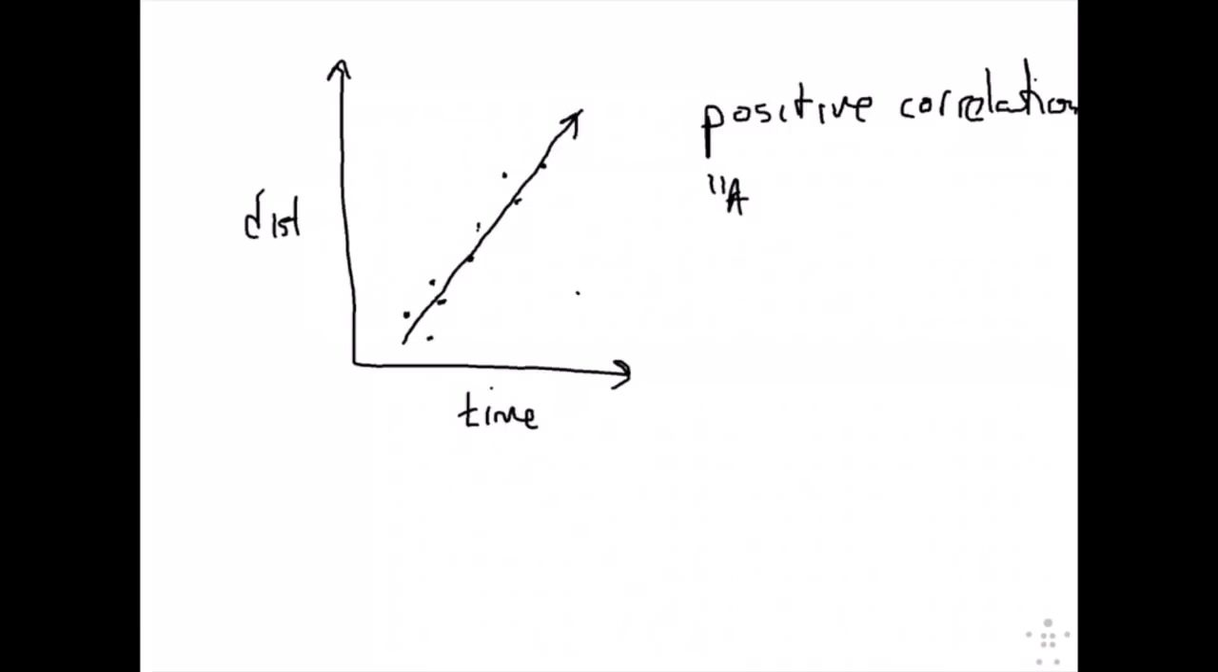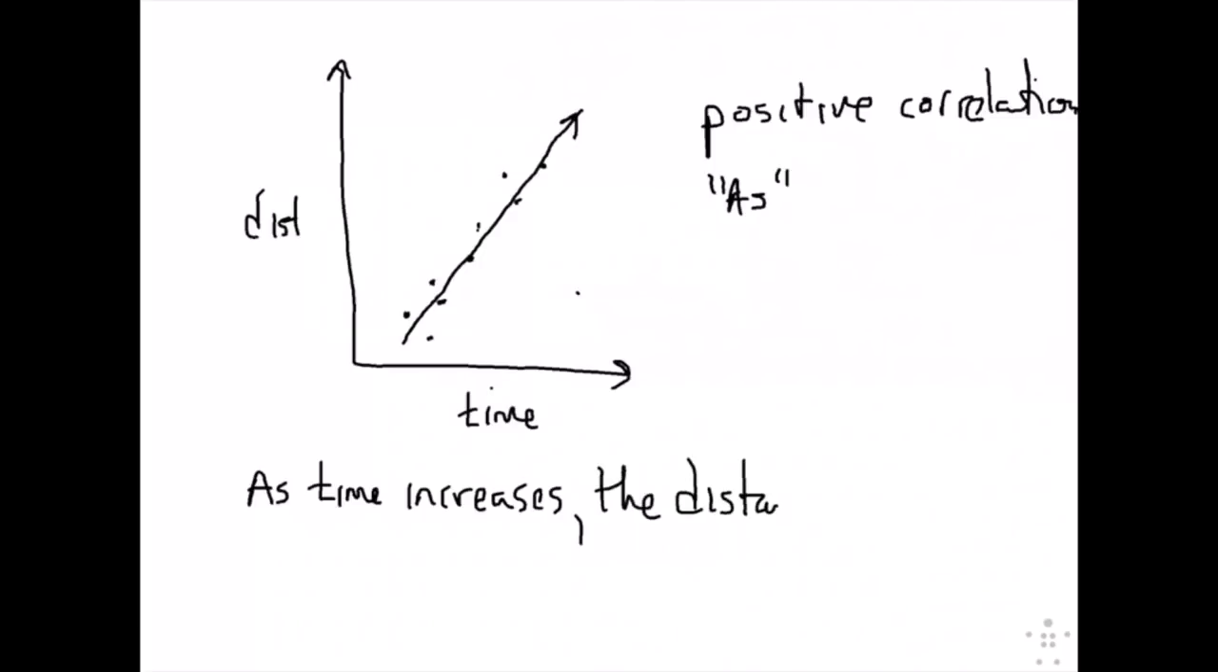We would write for this, as the time, as x, as the time increases, the distance increases. There's the "as" statement, because I can look on my graph and I see, as we go this way on time, the distance is going this way. So as the time increases, the distance increases.